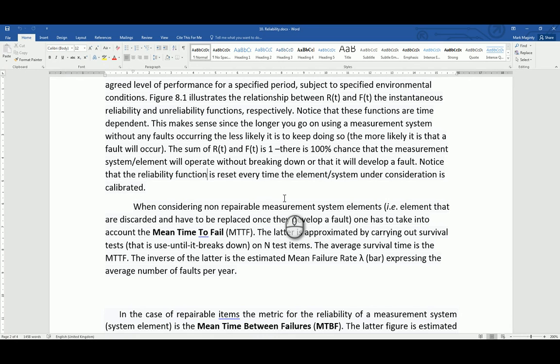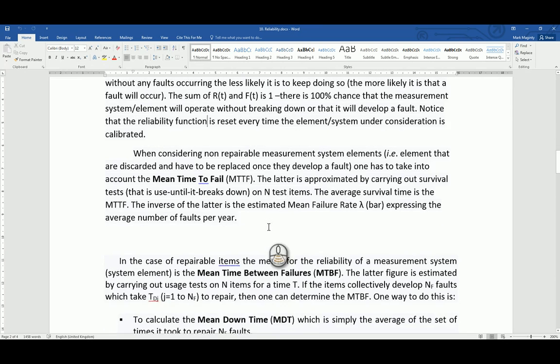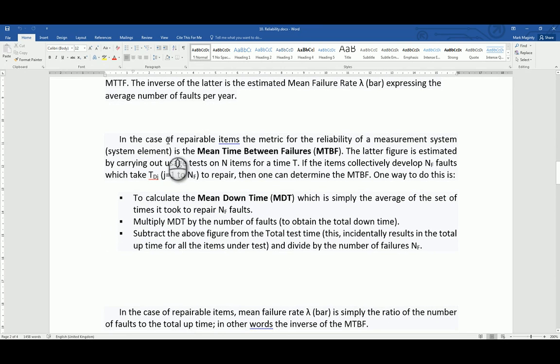So remembering here that the mean time to failure is the amount of time until it breaks of a certain system, on how many different items that you perform the test on. In the case of repairable items, it's slightly different. The metric for the reliability of a measurement system is the mean time between failures, because obviously each time it breaks down, what is the time between each breakdown effectively, because you're obviously meant to go in and repair the item rather than discarding it.